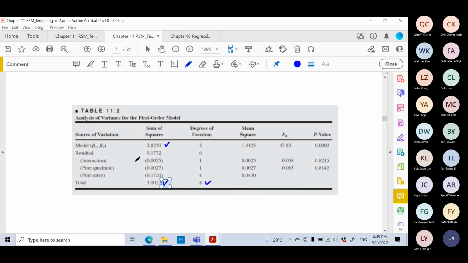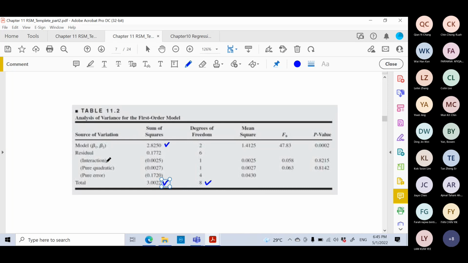Okay. And just now I calculated the sum of squares for the iteration, the sum of squares for the pure quadratic, and the sum of squares for the pure error here. All of these are sums of squares with their degrees of freedom: the iteration is equal to 1, the pure quadratic also equal to 1. For the pure error, you have 5 observations, minus 1, so the degree of freedom is 4. So the total is equal to 6 here. So here are the tests you can perform. Actually, just now I did it separately, one by one.